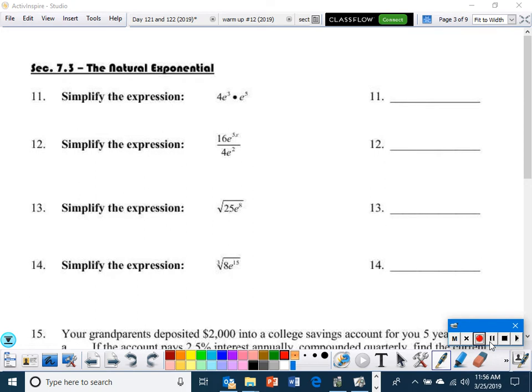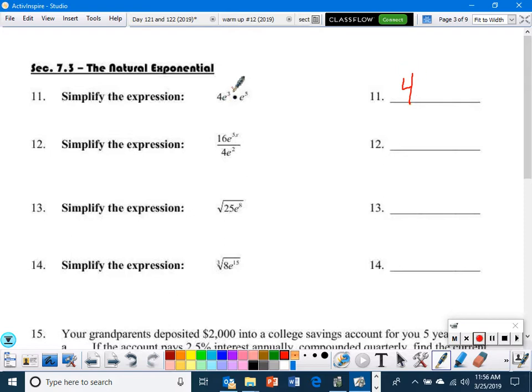Section 7.3, the natural exponential. All right, so number 11, simplify the expression. So we need to use our exponent rules here just like we have in the past. So we've got 4e to the third times e to the fifth. Using our exponent rules, the 4 will remain 4.